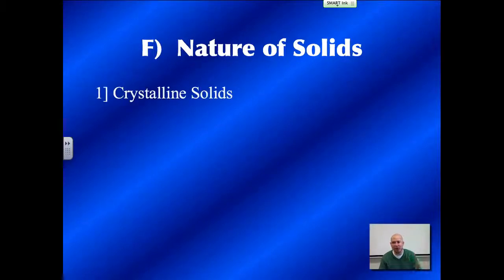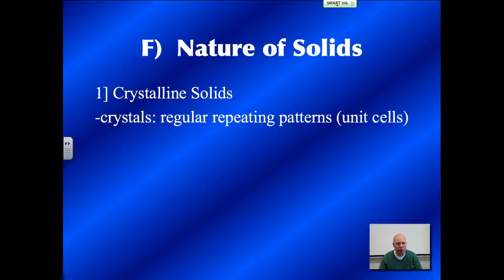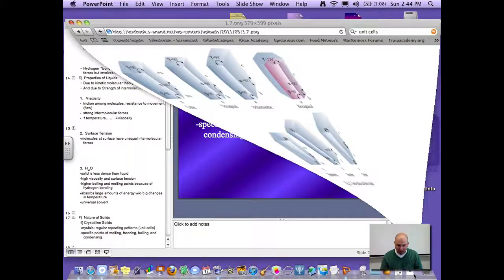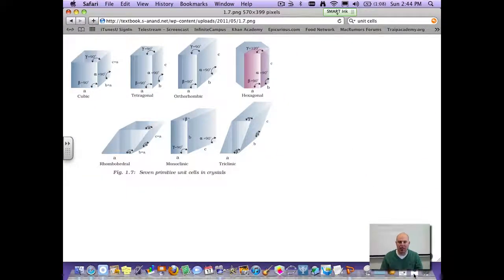Nature of solids. We first have crystalline solids. Crystalline solids are made up of crystals. They are regular repeating patterns. They're made up of unit cells. There are 7 unit cells. I'm going to show you what they are real quickly. They are this. I like this little diagram. So notice here that we have a cubic type of arrangement. And let me mention about a cubic.